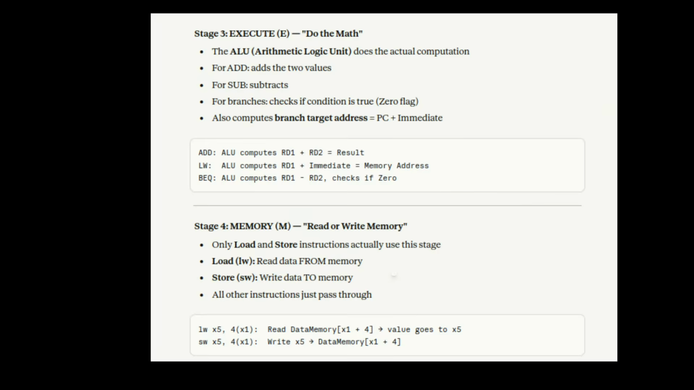Now the executing part is the ALU computation part, where you are adding, you are subtracting, right? And if you have to go to any branch target, then you have to do PC plus immediate, right?